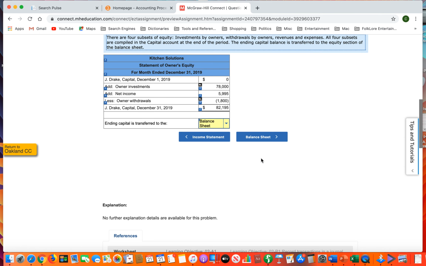Next is the owner's equity statement. This starts out with 0. Here you have an owner's investment, $78,000. This is the net income that came from the income statement. The withdrawals, again, $1,800, came off the trial balance. And so we have a new ending balance for capital. Mind you, again, if this net income were a net loss, we would be subtracting it.